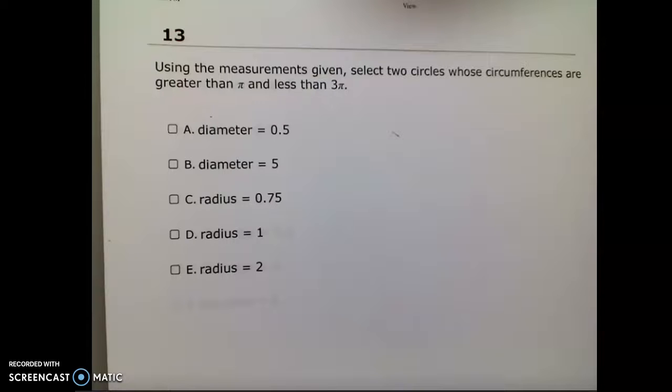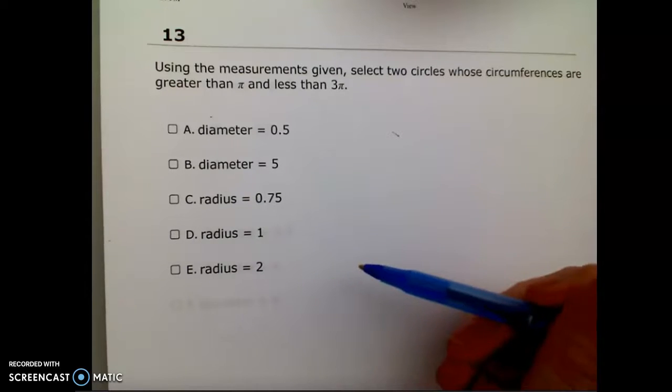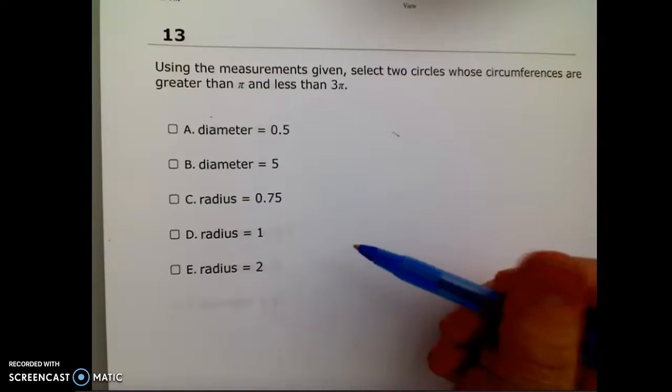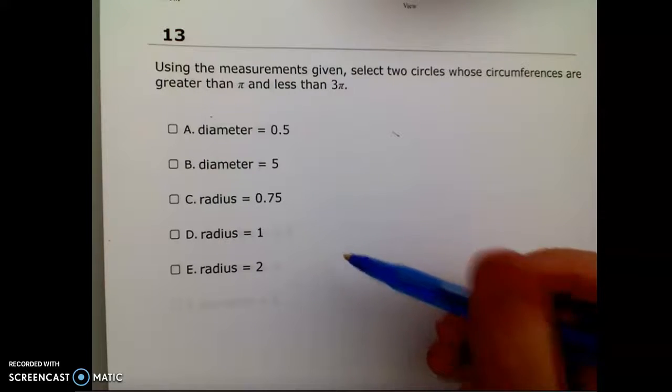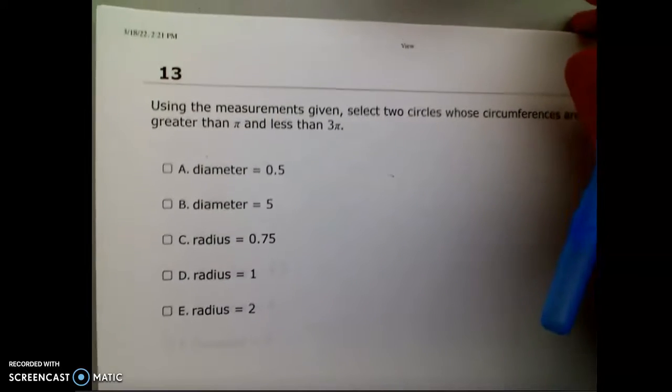Hey class, today we're going to be starting on number 13 in our test prep packet. And this part is going to start us working with circles. Now we have two super important formulas that we need to remember. So I'm going to put these up here at the top.